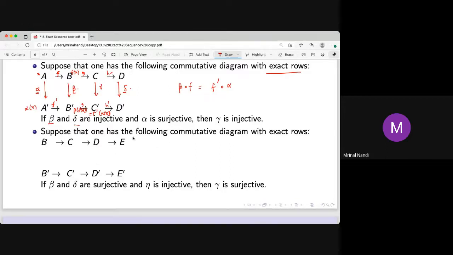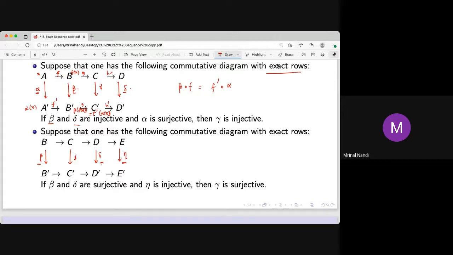Again, that's a similar type of thing. The two rows are exact, and again there are the functions f, g, and so on above. So B, C, D, E is exact, and B dash, C dash, D dash, E dash is an exact sequence, with maps beta, gamma, delta, and say eta from E to E dash. Then again the diagram commutes, and if beta and delta are surjective and eta is injective, then gamma is surjective.